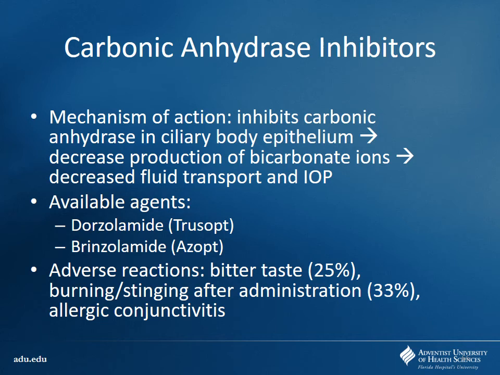We also have our carbonic anhydrase inhibitors, and these work specifically by inhibiting the enzyme carbonic anhydrase. It makes sense. By blocking that enzyme in the ciliary body, you're going to end up decreasing production of bicarbonate ions. By doing that, you decrease fluid transport, so less aqueous humor is being formed. You're going to have lower intraocular pressure.